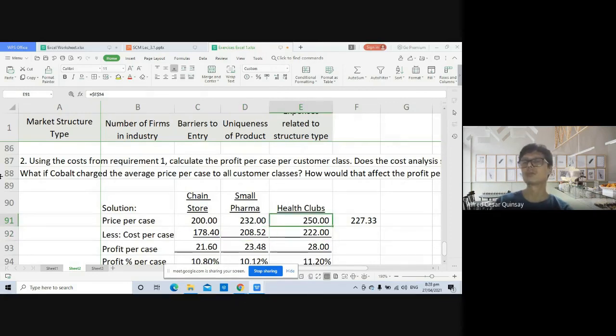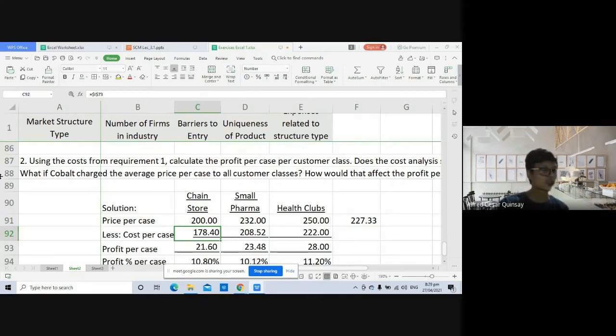Although dito sa health clubs, no? Okay, kikita pa rin siya kasi syempre mas mababa yung presyo eh. Syempre, sino ba naman di makaka-resist doon, no? Sino ba makaka-resist doon? Dito sa small pharma, ganun rin, no? Okay, pero kung titignan natin diyan, yung analysis na yan, diyan sa particular na issue na yan, no?